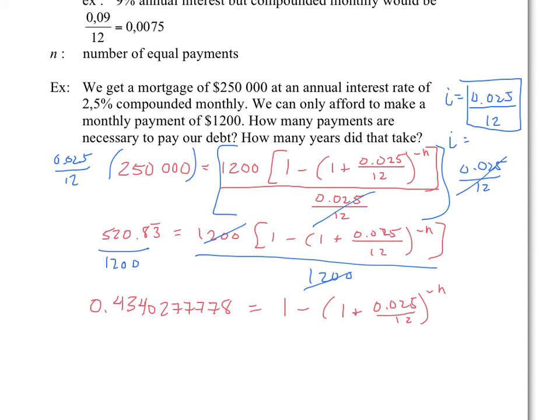Okay, so now I'm going to subtract 1 on each side, right? Because this is a positive 1 here. So I'm going to subtract 1 on each side. Okay, what we have left is negative 0.565972222 equals negative 1.025 divided by 12 to the power of negative n.